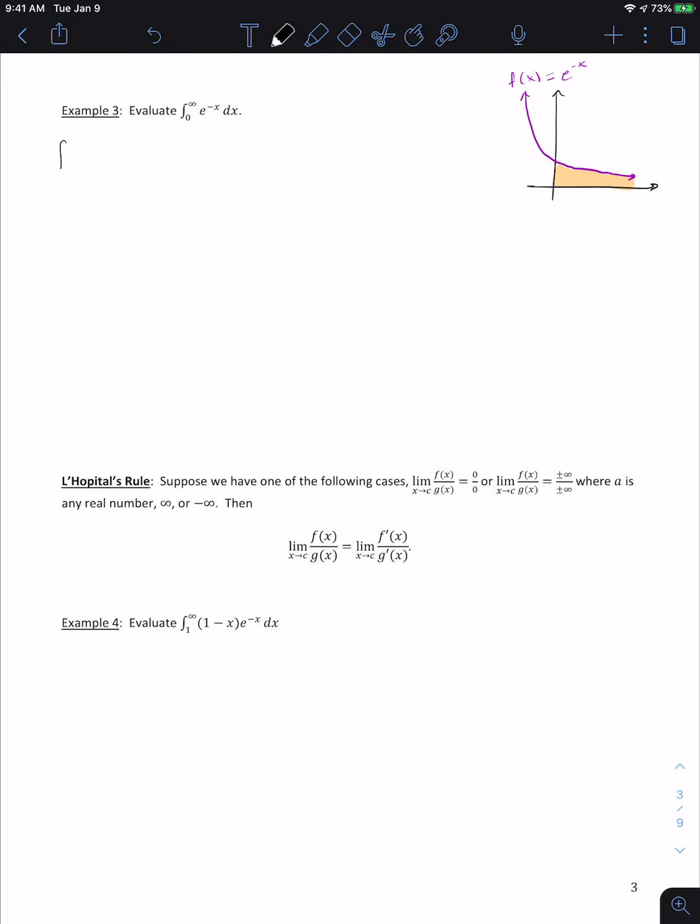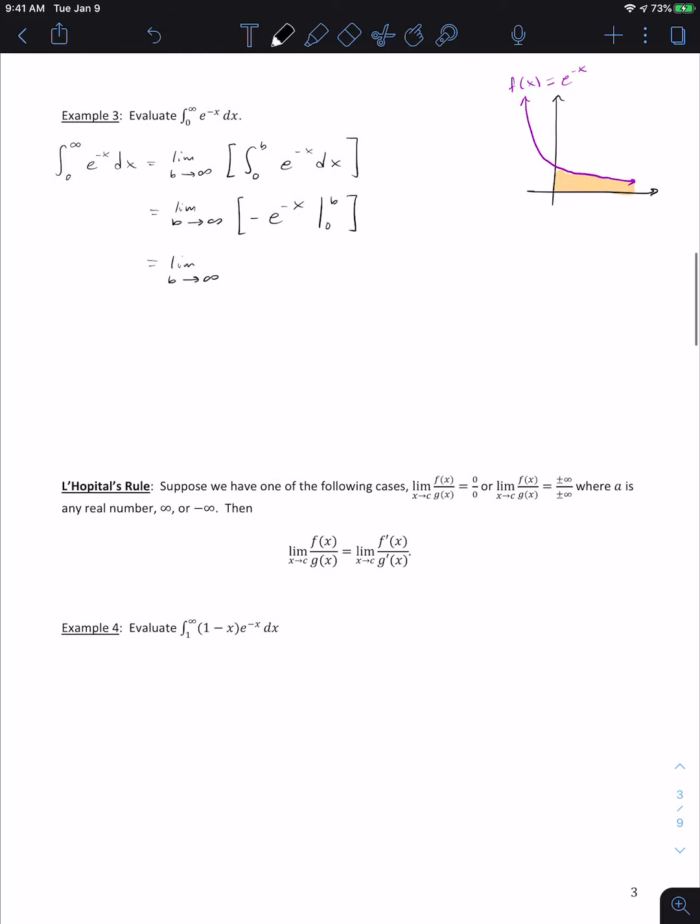All right. So the integral from 0 to infinity of e to the negative x dx is equal to the limit as b goes to infinity of the integral from 0 to b of e to the negative x dx. So I get the limit as b goes to infinity of negative e to the negative x from 0 to b. And just so we can really see what's going on, remember that e to the negative x is just 1 over that. In other words, this is negative 1 over e to the x, because that negative exponent puts it in the denominator, evaluated from 0 to b.